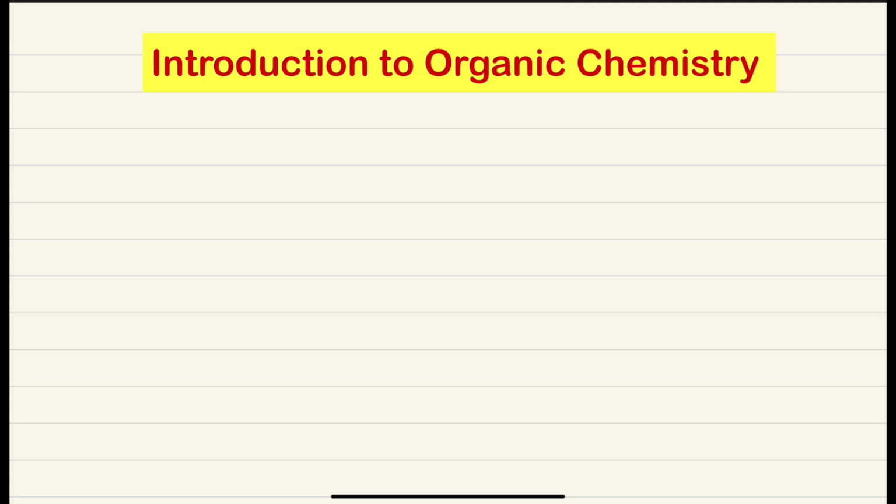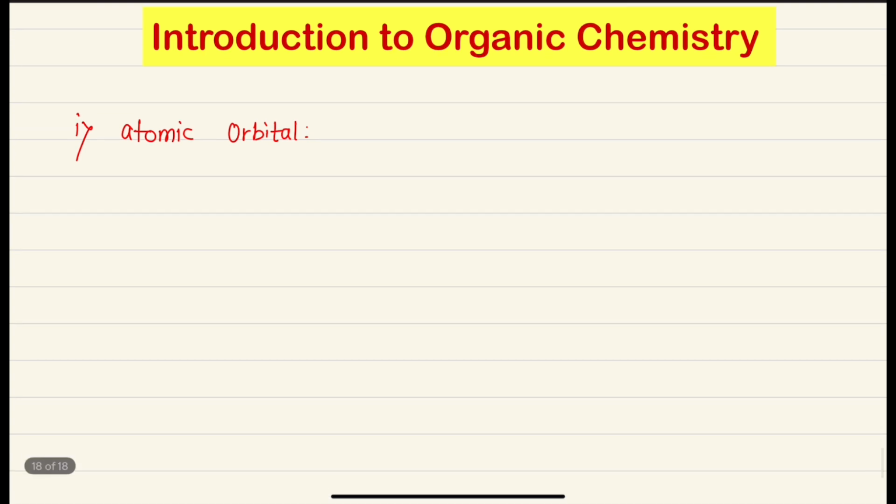So the first term is called atomic orbital. Atomic orbital is a three-dimensional region around the nucleus where an electron is most likely to be found. We have already discussed this atomic orbital in the previous video. You can check in the playlist.